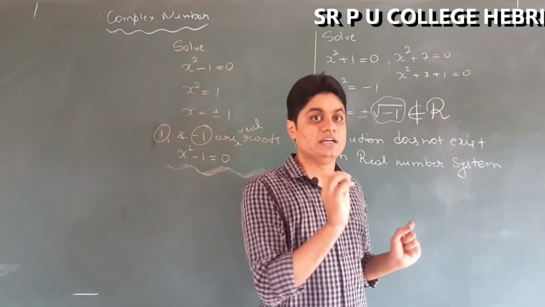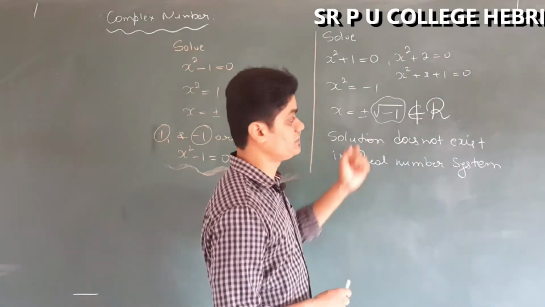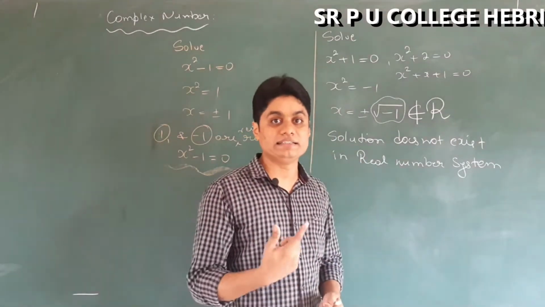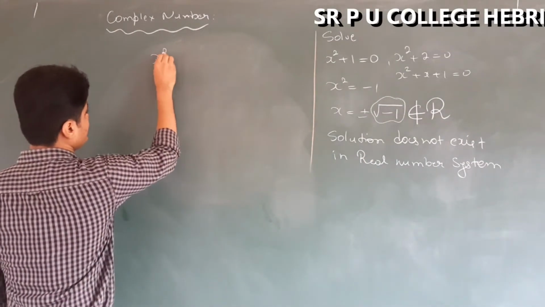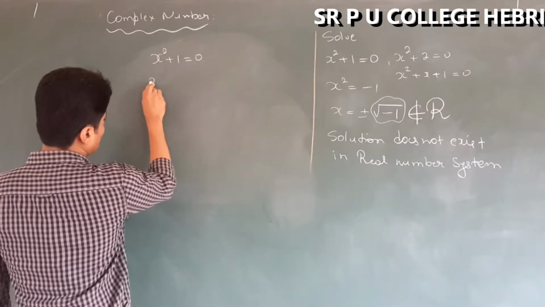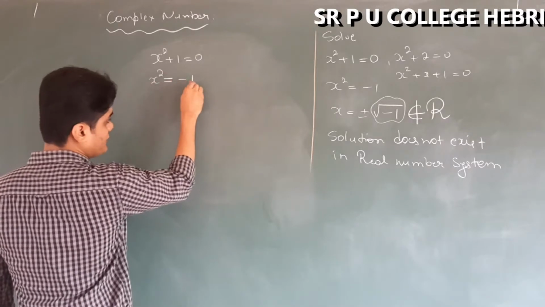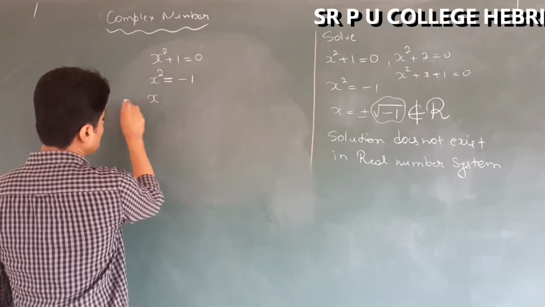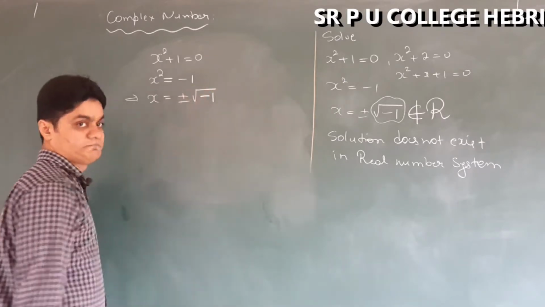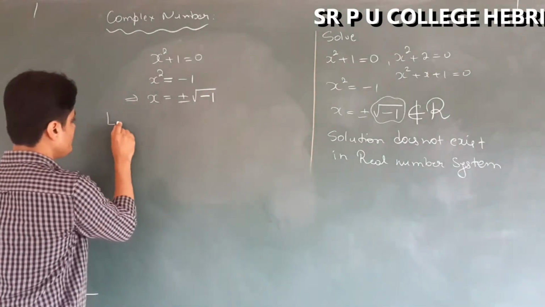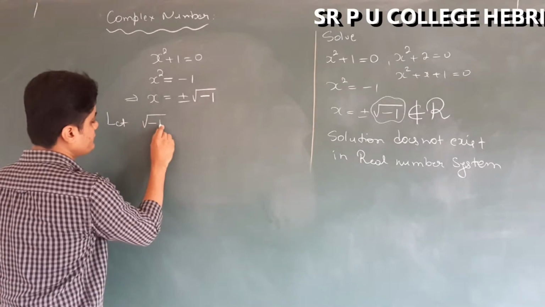Now I will show you how to solve this quadratic equation outside the real number system. See here, I'll take that equation again, x square plus 1 is equal to 0. I'll solve it just like the previous one: x square is equal to minus 1, which implies x is plus or minus square root of minus 1. Right? Now I'm going to denote root of minus 1 as i.